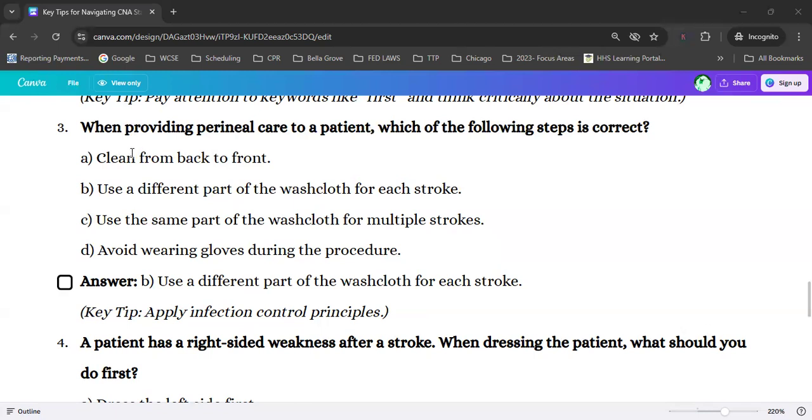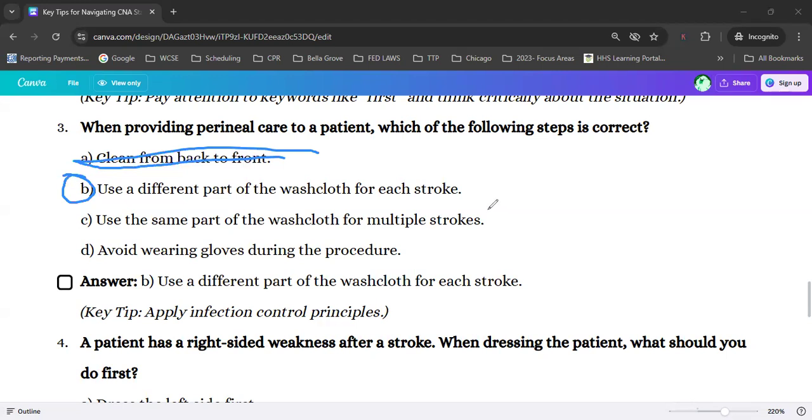Now, we can eliminate A because we don't clean from back to front. I hope no one thought that. We want to eliminate this completely, and I'm going to use my writing tool here to do that, because we should never in any circumstance do A. If you have been taught in the state of Texas, you would have known that B is our procedural process for this skill. We're going to use a different part of the washcloth for each time we wipe. Another term for stroke is wiping or cleaning. We would not use the same part of the washcloth for multiple strokes.